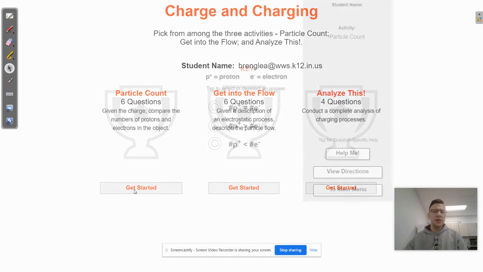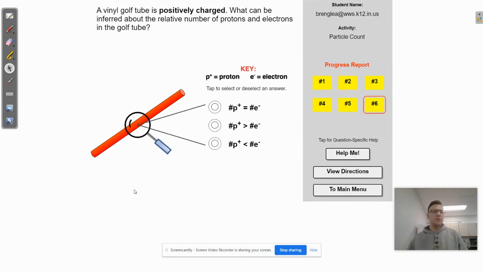Today we're going to be going over the concept builder from physicsclassroom.com, charge and charging. So this is static electricity. This first level is pretty simple, and I'll go through three or four of them here and let you finish the rest. It says a vinyl golf tube is positively charged. What can be inferred about the relative number of protons and electrons in the golf tube?